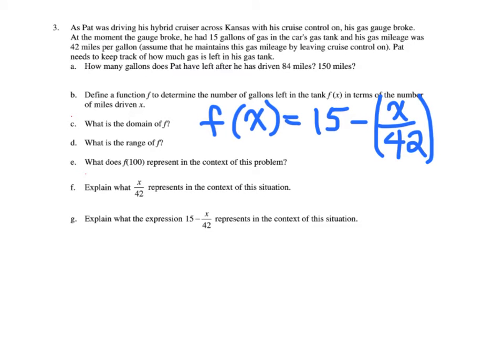Also, the x over 42 part of the problem represented the number of gallons used when Pat had driven x miles since the gas gauge broke. And 15 minus the quantity x over 42 represented the number of gallons left in Pat's tank after he had driven x miles since the gas gauge broke.